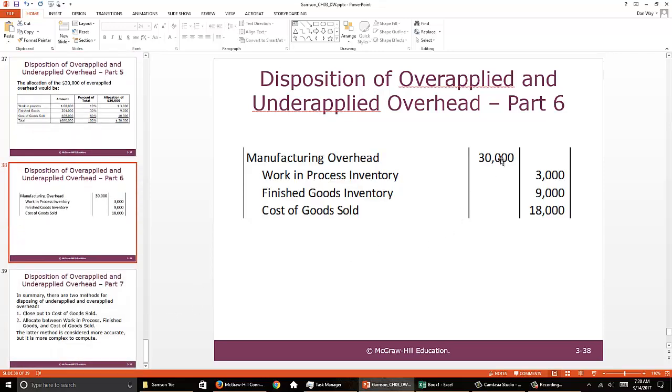Again, we're debiting manufacturing overhead for $30,000. We want to make sure we get overhead back to zero, so to speak, close it out. And then we had our credits, as we calculated a moment ago, $3,000 to work in process, $9,000 to finished goods, and $18,000 to cost of goods sold. Again, credits here are reducing these accounts, right, because we had over-applied overhead in the current period.